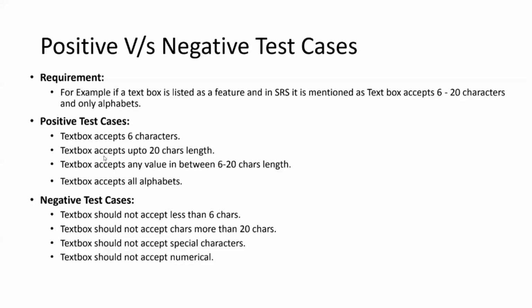Then again the positive: text box should accept up to 20 characters. In negative: text box should not accept more than 20. In positive, we write the text box accepts any value between 6 to 20 characters in length. In negative, the text box should not accept special characters and all. In positive, the text box accepts all the alphabets. In negative, the text box should not accept numerals or symbols and all. So this is what exactly positive versus negative test cases are.